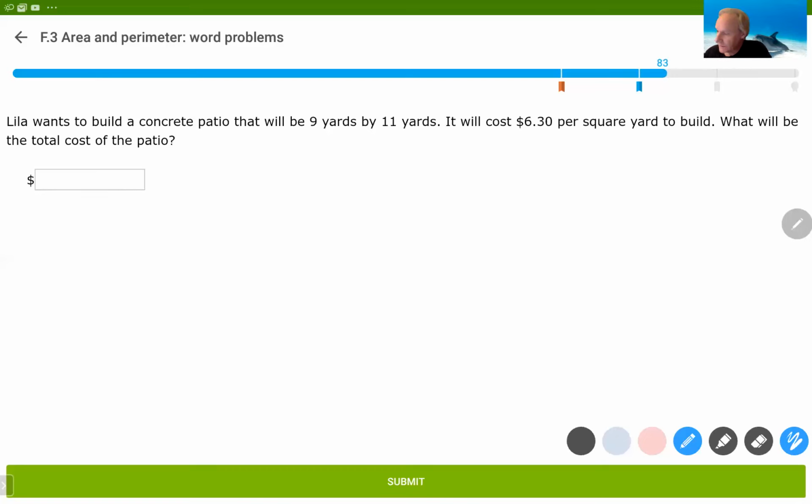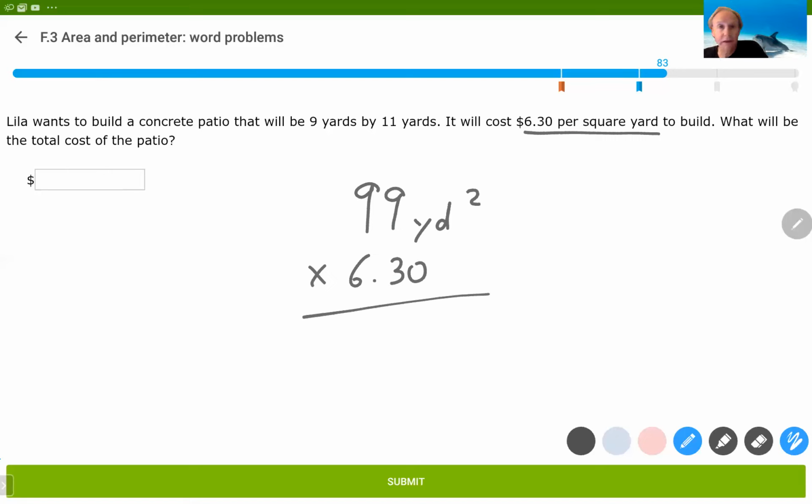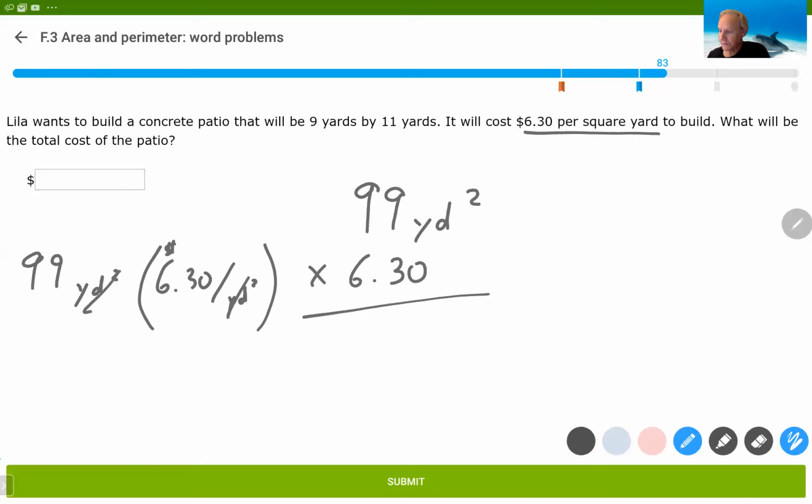9 by 11 is 99 yards, and that's square yards, and it will cost $6.30 per square yard. And we're going to multiply those to find it. Let me just show you something really quick. Basically, this is what I'm doing. 99, this is in yards squared, and I'm multiplying by $6.30, which is the cost, this is in dollars, cost per square yard. And the square yards cancel out to give me just dollars.